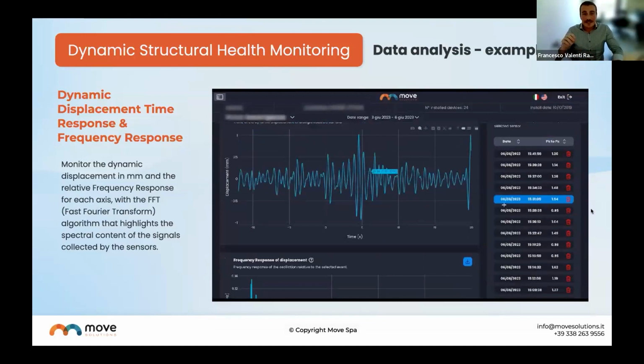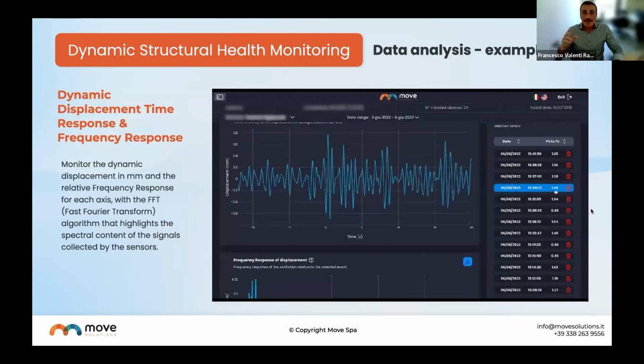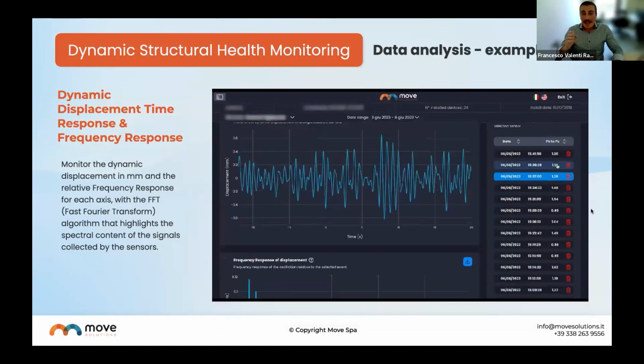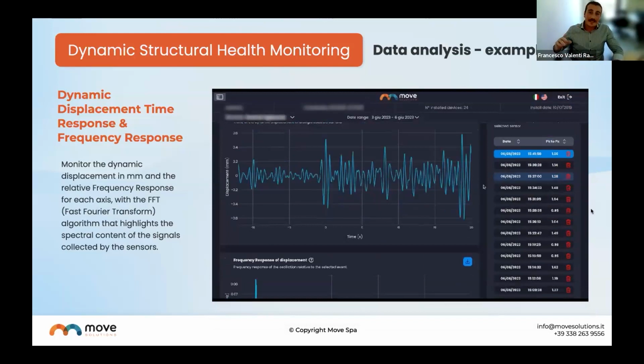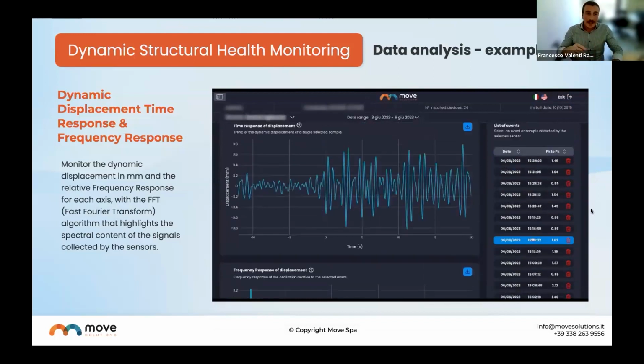Each event is described in a 30-second sampling, and the oscillation is detected by the sensor in millimeters. Also, below on the same page, you can view the fast Fourier transform algorithm that is used to calculate the frequency response faster and allows highlighting the spectral content of the signal coming from the sensor.